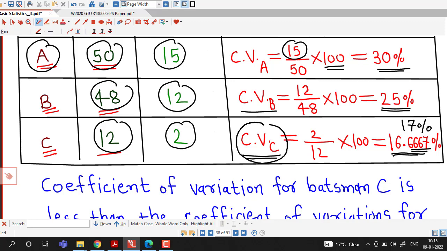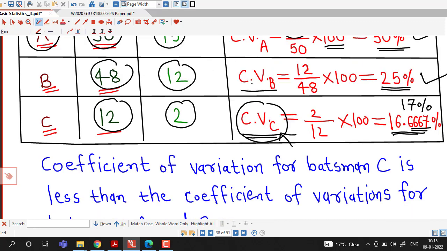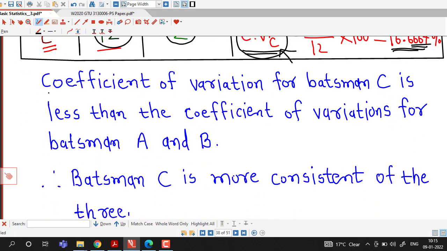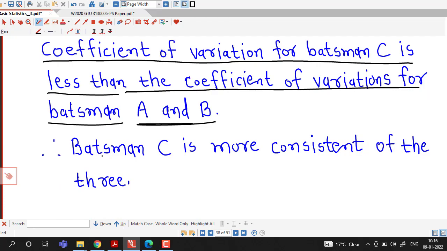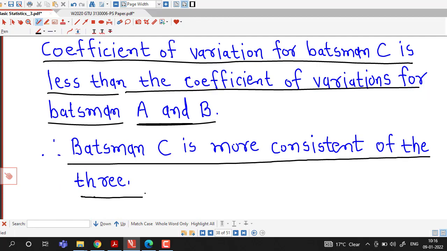So if we compare the coefficient of variation of all these three batsmen A, B and C, then coefficient of variation for batsman C is less than coefficient of variation for batsman B as well as coefficient of variation for batsman A. Therefore, batsman C is most consistent out of these three batsmen. So we have to write in this way: coefficient of variation for batsman C is less than the coefficient of variations for batsman A and B. Therefore, batsman C is more consistent of the three.